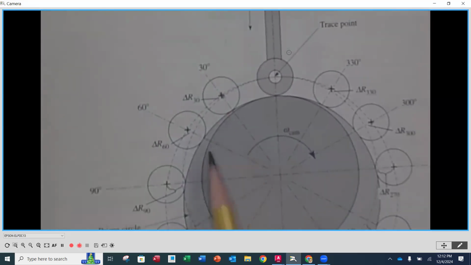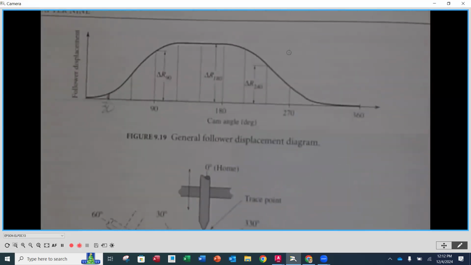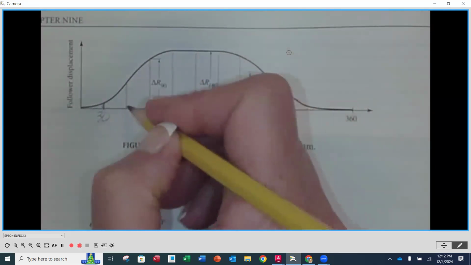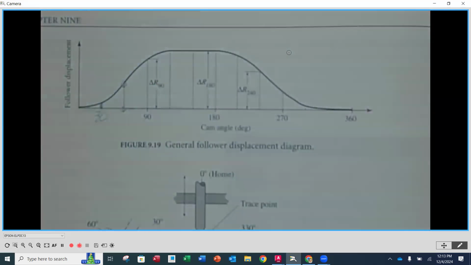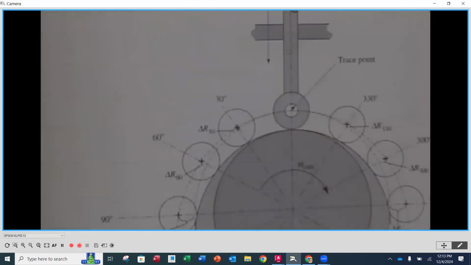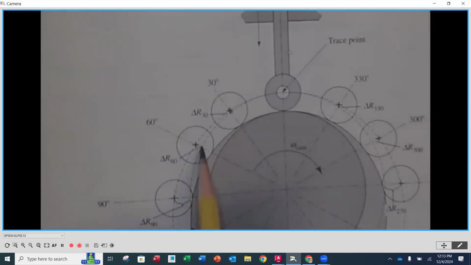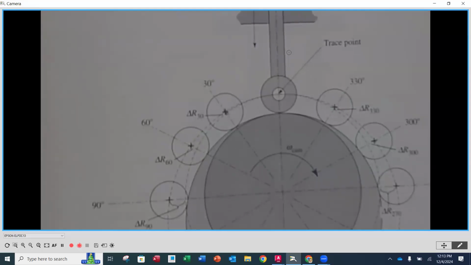Then we're going to go to 60 degrees, and we're going to measure. Now it might not be exactly the way it looks here, but we're going to measure from the base to the displacement on the curve at 60 degrees. And we're going to take that distance, and that is going to be translated over to this distance here. We don't know what the scale of that other drawing is, but that's what the displacement diagram is for. It's for identifying what our displacement of our follower is.